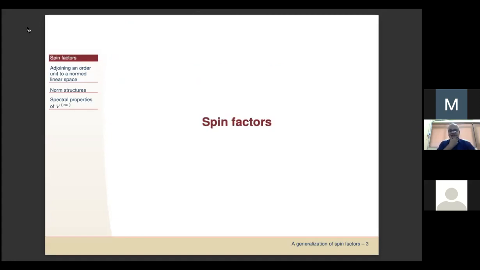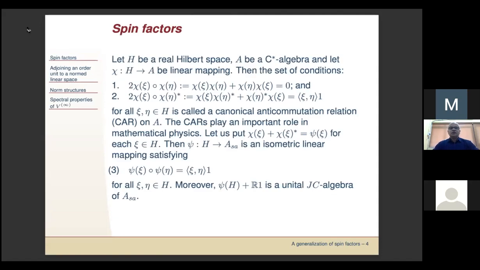So the spin factors. Here, I need to confess that I'm not an expert in spin factors. It's an object mostly in mathematical physics. So I've just copied a few sentences from here and there. Even in mathematics, you don't see much write-up about spin factors. So let me quickly define what we mean by spin factors.